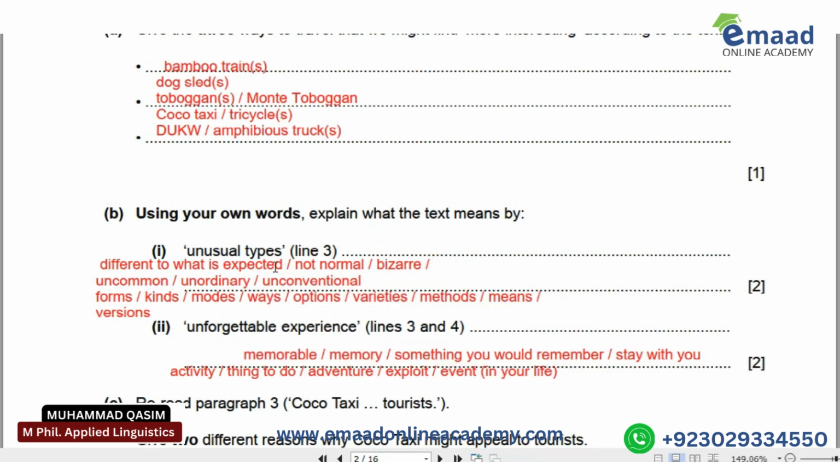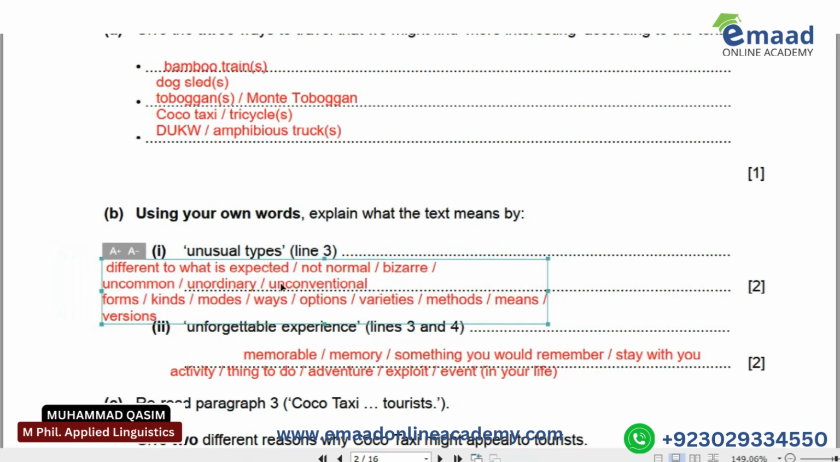It can be bizarre or like that. So it can be uncommon, unordinary, unconventional. You need to use just one word from this group of words. If you add one word like different to what is expected, and the word types means you can use any word from these synonyms: forms, kinds, modes, ways, options, varieties, methods, means, or versions. So you can say unusual types means unconventional ways, or you can bring in your answer uncommon modes. That will also be correct.